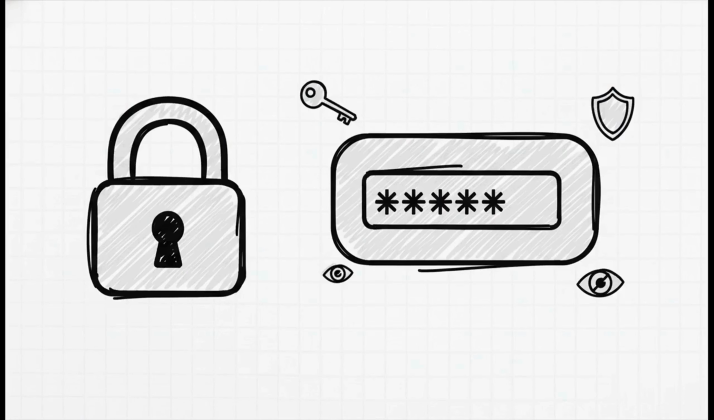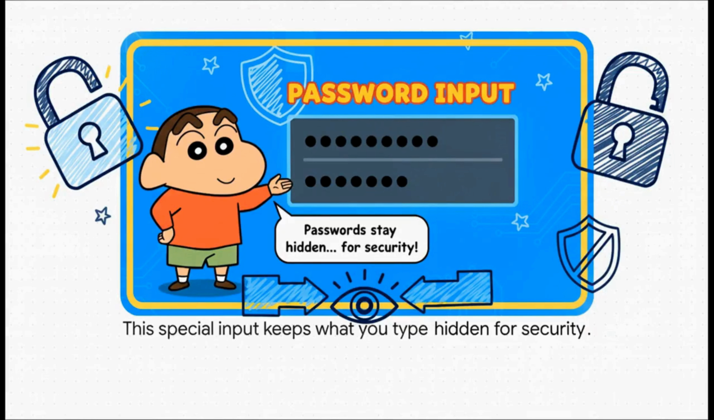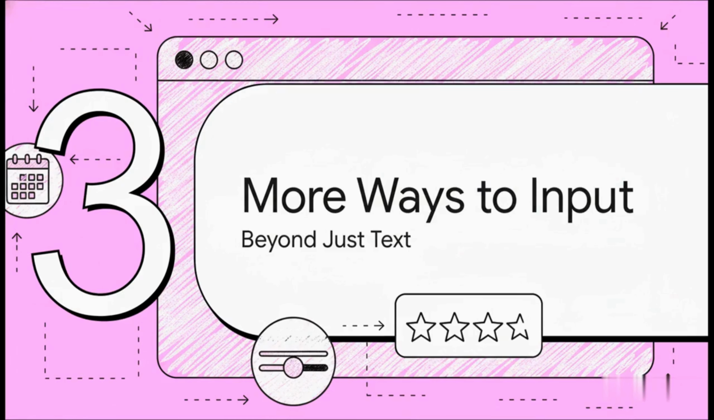And now for one that is all about keeping your stuff safe and secure: the password input. This one's a big deal. It's all about security. You know how when you type into a password box, you just see those dots or asterisks instead of the actual letters? Well, that's the whole point. It's a really simple but totally vital feature that keeps your password hidden from anyone who might be peeking over your shoulder. But we don't just type words, do we?